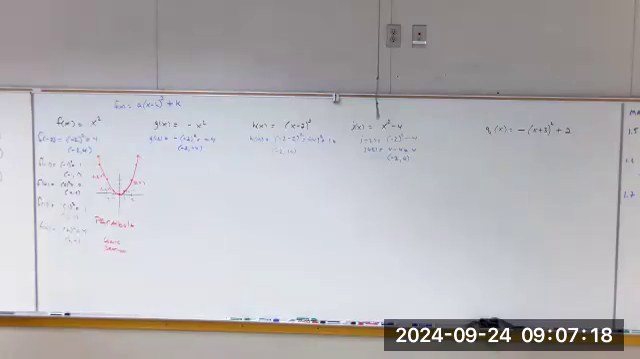X squared is always going to graph and make that shape. That is the parent curve for quadratics. When you have a power of 2, the biggest exponent is a 2, a quadratic is a parabolic shape. That is the parent curve from the very first week of school.